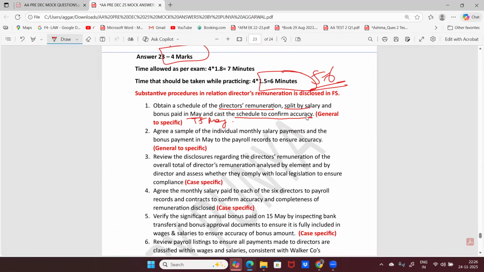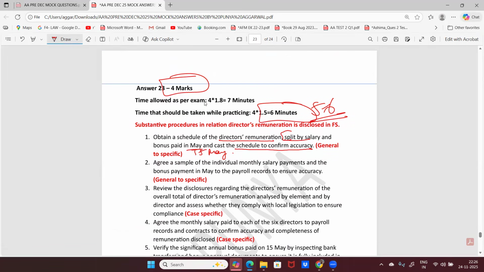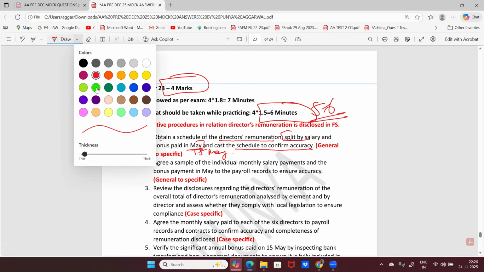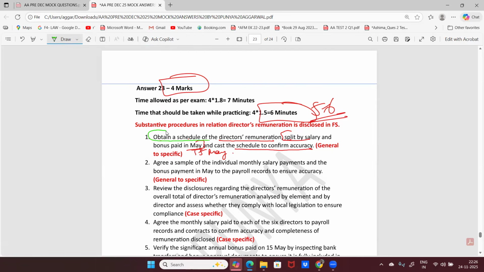Now guys, wait over here. If you see, this was a general substantive procedure. Obtain the schedule of director remuneration. If I would have not included this particular thing over here, and I would have written obtain schedule of directors' remuneration, cast the schedule to confirm the accuracy, this was a general one, you all would agree. What I have done, I have played smart and I have said that split also, split with salary and bonus paid in 15th of May, and then cast the schedule to confirm the accuracy.